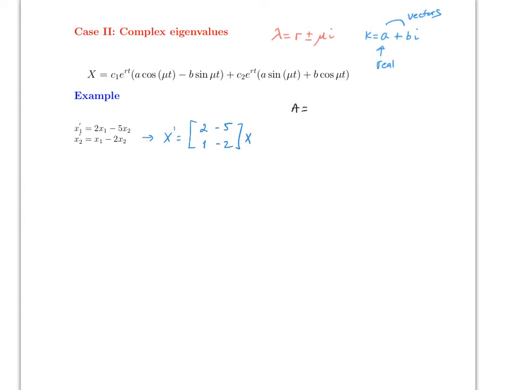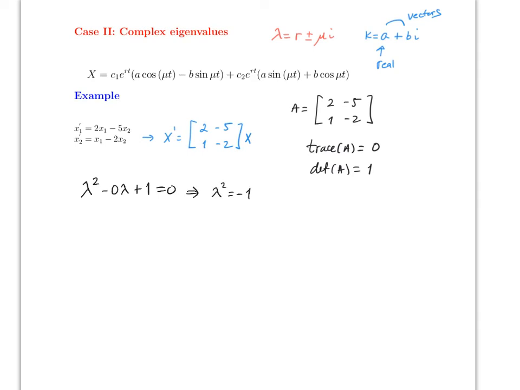Here, A is the matrix [2, -5; 1, -2]. So the trace of A is equal to 0 in this case, and the determinant of A is equal to 1. Or -4 plus 5 is 1. So therefore, to find the eigenvalues, we will have lambda squared minus 0 lambda plus 1 equals 0.